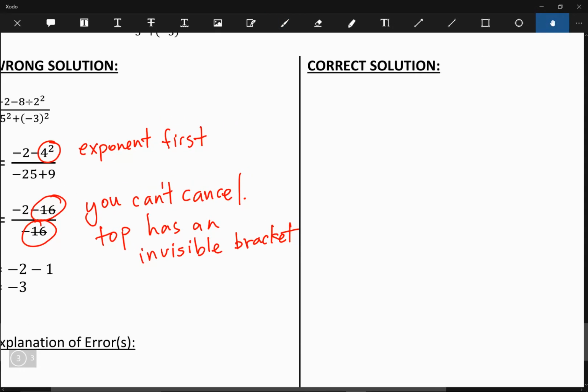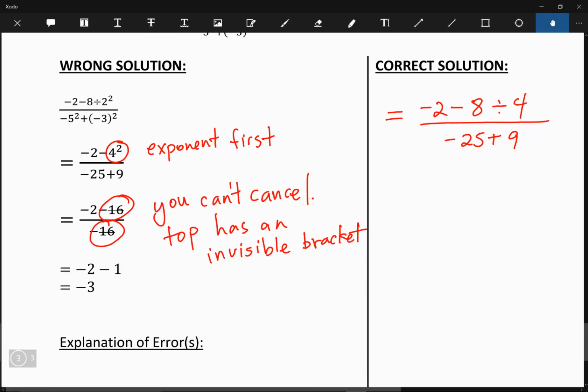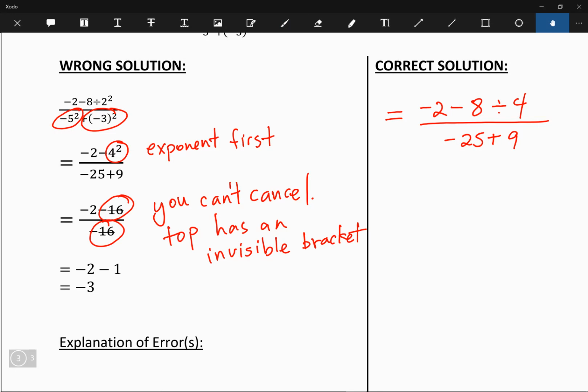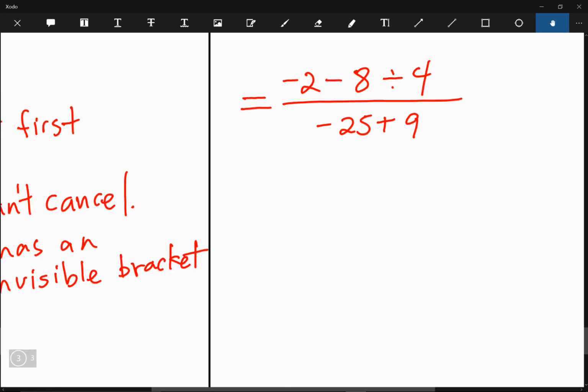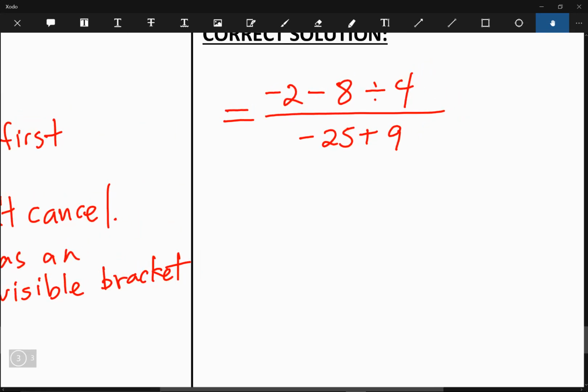The correct solution would be equals -2 minus 8 divided by 2 squared, which is 4. The bottom is going to be -25 plus 9. Okay, so keep in mind again, this one has brackets, so -3 squared is going to give you -3 times -3, so two negatives make a positive. And this one here has no brackets, so you do 5 squared, which is 25, and then you put the negative in front of the 25. Okay? Now it's okay to have the negative here in the bottom until we simplify it. Then we'll fix the negative at the final answer.